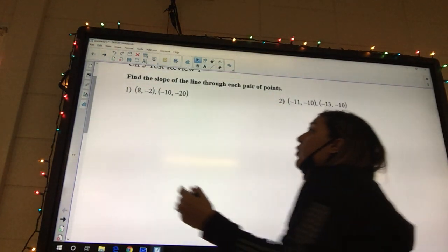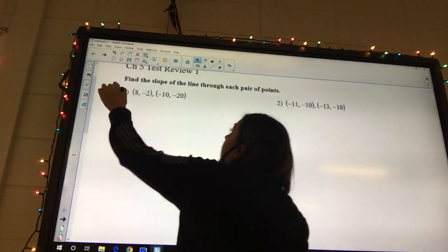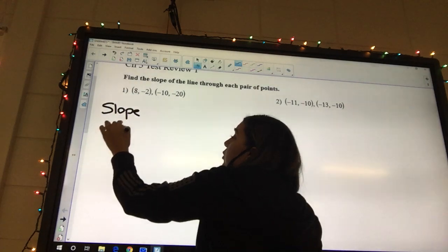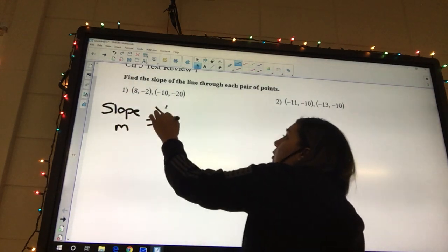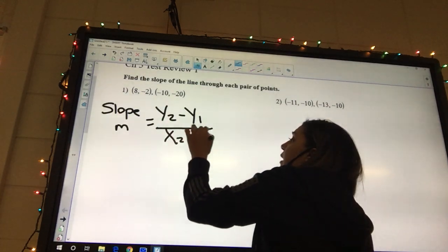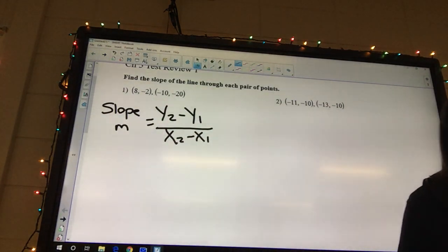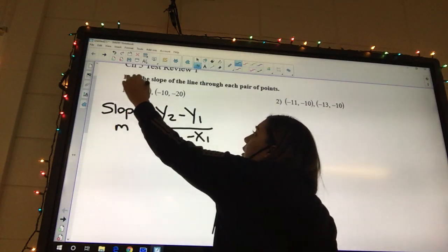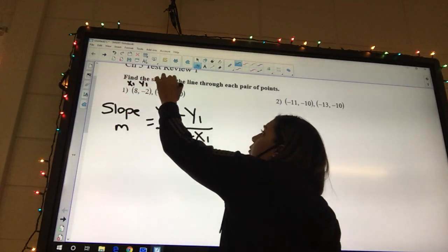So slope is, we use the letter M. So slope, we say M. And our formula is y2 minus y1 over x2 minus x1. Okay? And so we can label the points above. x1, y1, x2, y2.